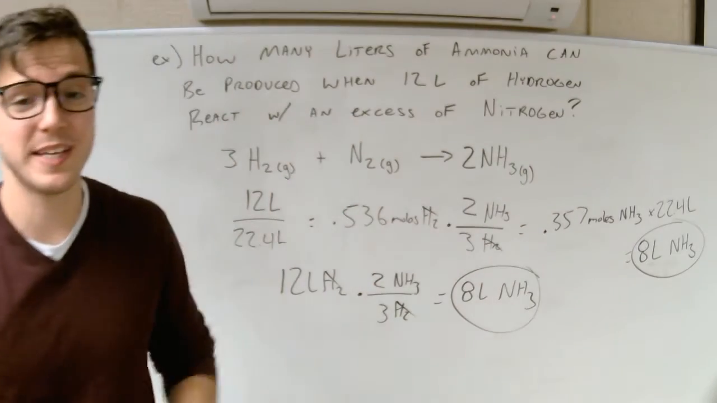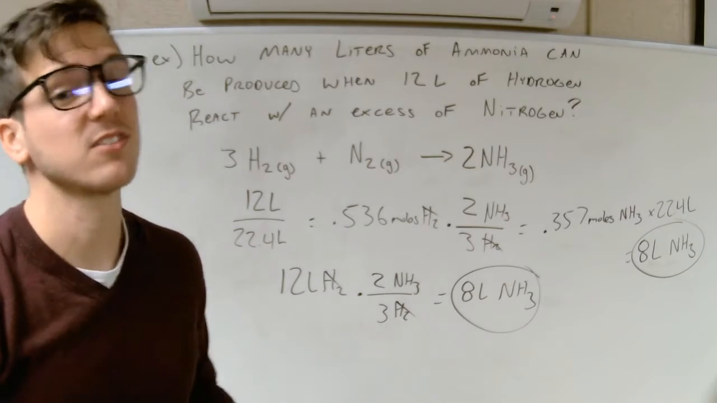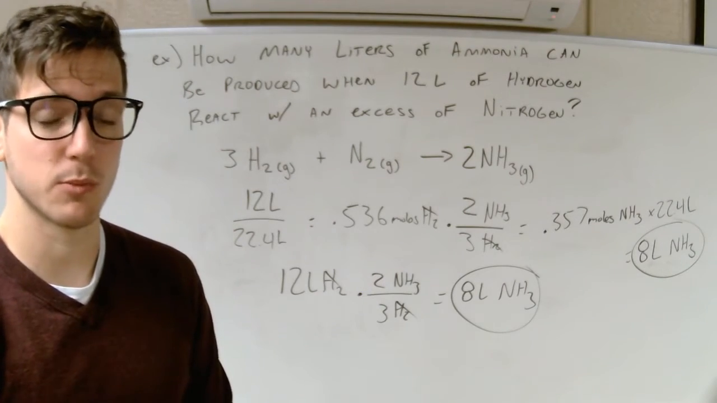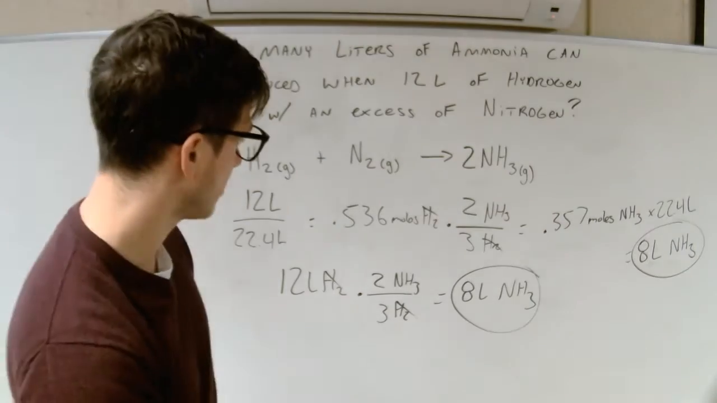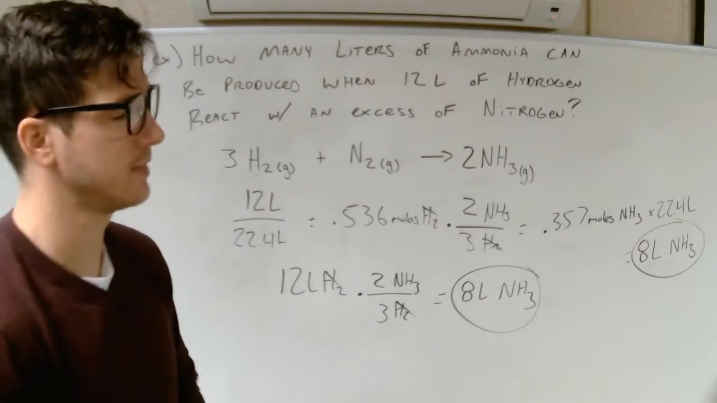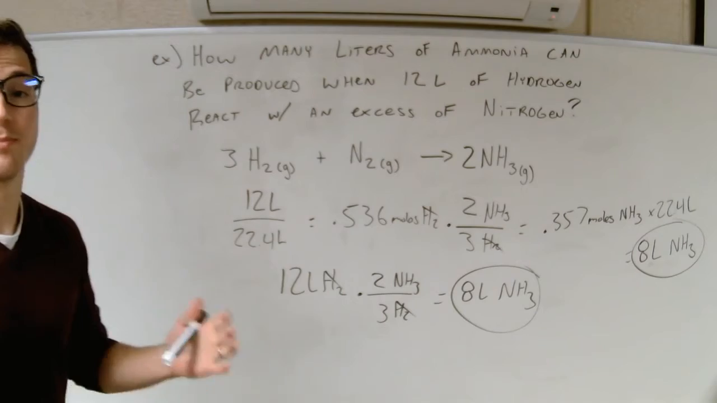So if you are in a situation where you're just going from liters of one gas to liters of another gas, you could just go straight to the mole ratio. No need to divide by 22.4 or multiply by 22.4, because you'll just get the same answer. If you want to keep going through that process, that's totally fine, of dividing by 22.4, multiplying by 22.4. Just know you don't have to.